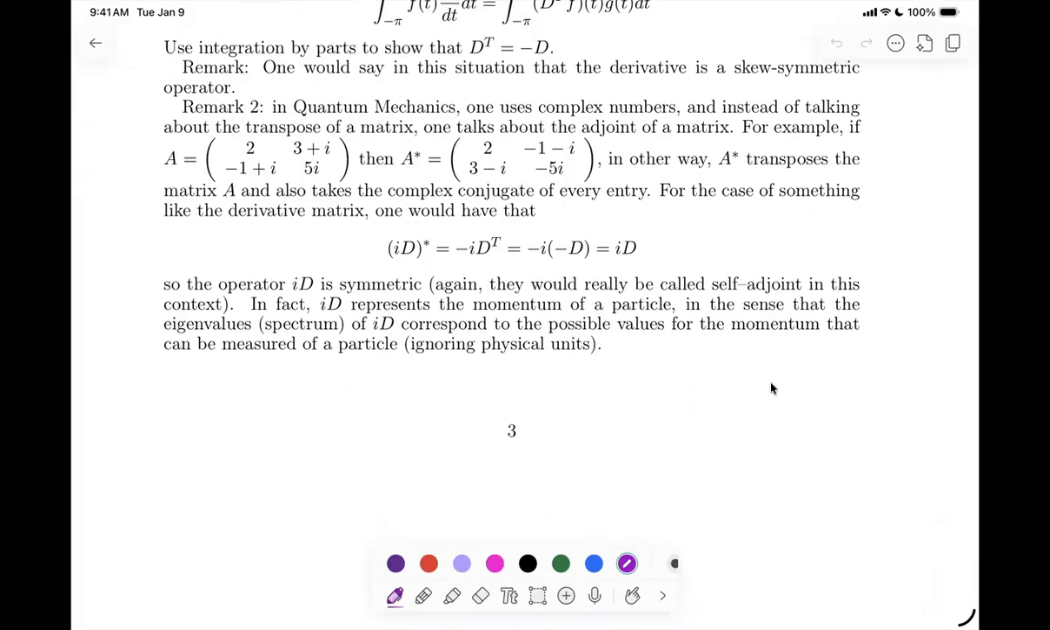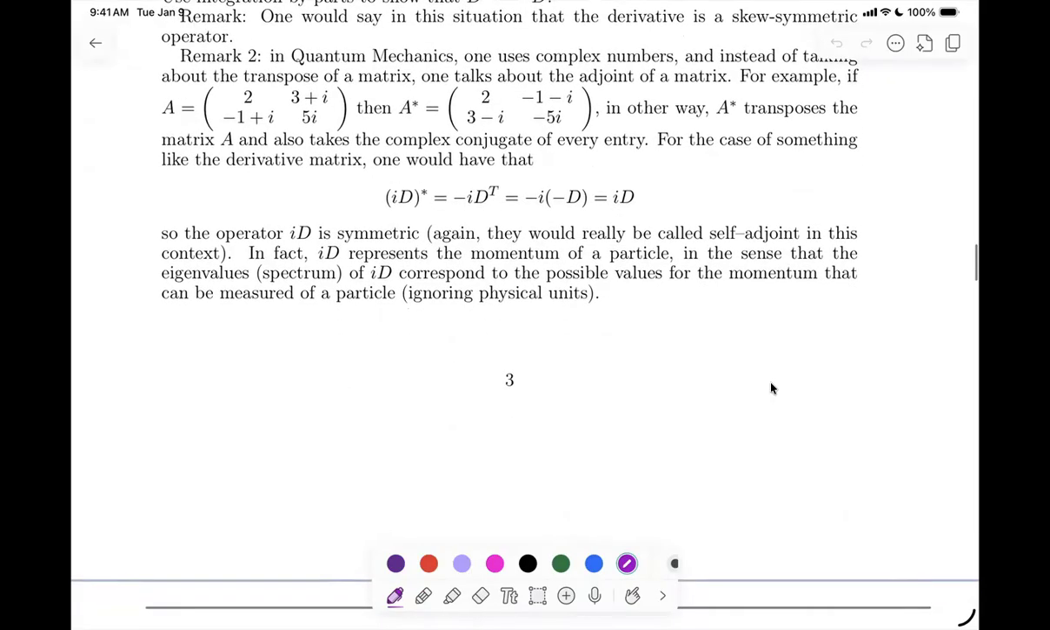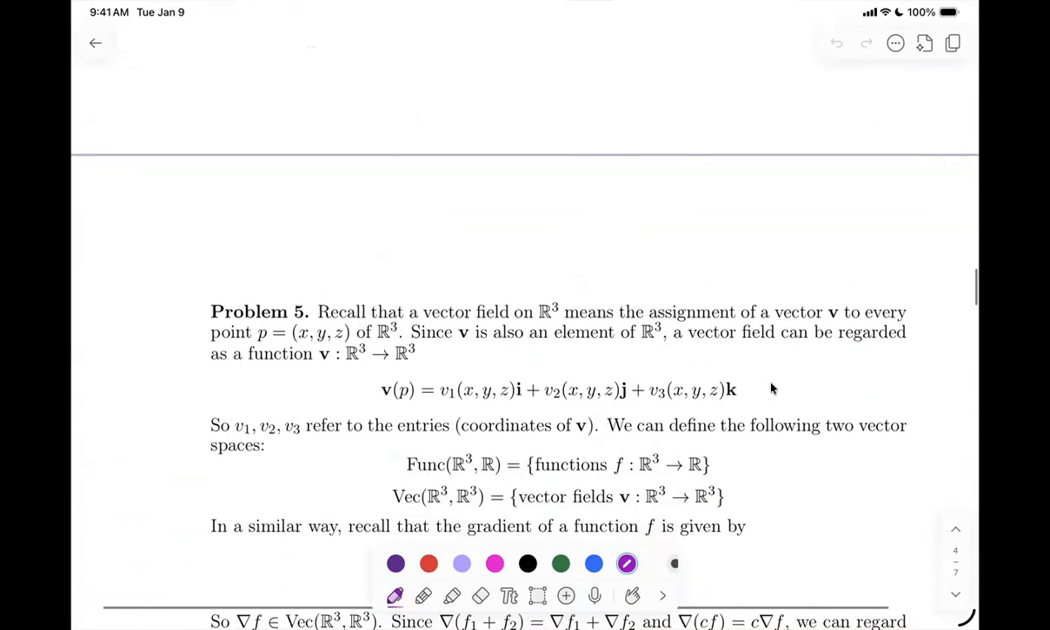But it's similar to symmetric matrices because a symmetric matrix has real eigenvalues. So these observables have real eigenvalues, and the eigenvalues correspond to the possible values of the position of the particle that can be measured. So there are some technicalities, but if you ignore those, they work in the same way.